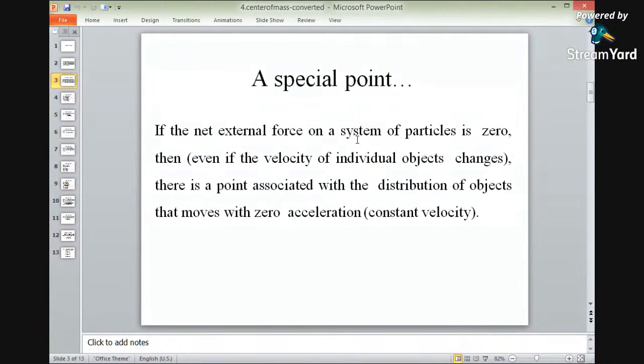Even if the velocity of the individual objects changes, there is a point associated with the distribution of objects that moves with zero acceleration. That point is nothing but the center of mass. Even though no external force is applied, there will be a small movement of the object with zero acceleration.